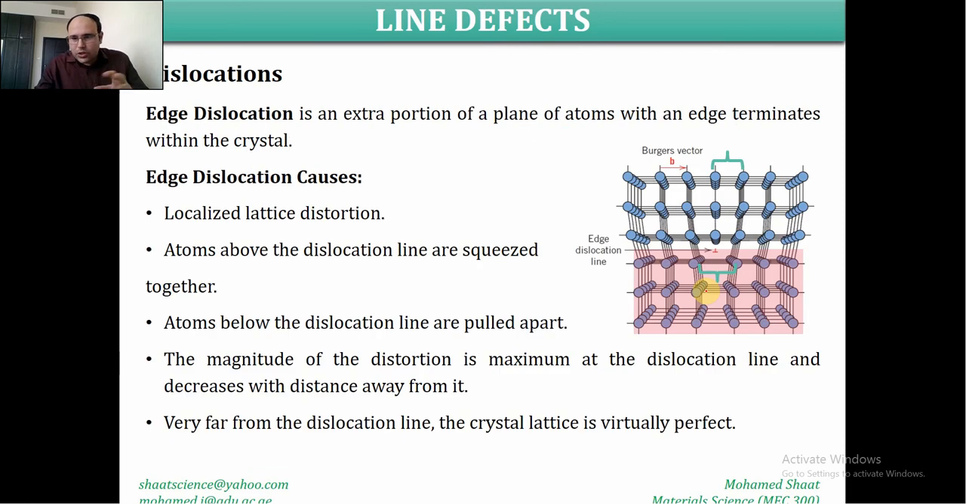One of the simplest ways to understand what a dislocation is, let us explain the edge dislocation. An edge dislocation is an extra portion of a plane of atoms. It is not related to one atom, so that's why it is not counted as a point defect, but instead it is a plane of atoms. So it is linear. This plane is going to form like a line. But this portion of the plane of atoms is an extra thing: an excess plane of atoms with an edge that terminates within the crystal.